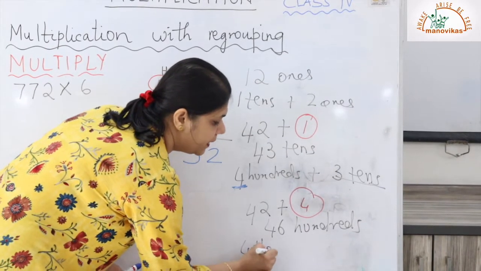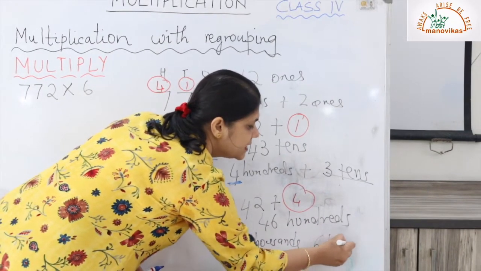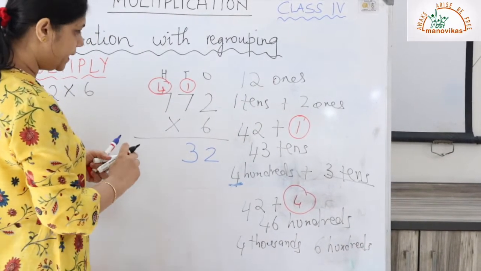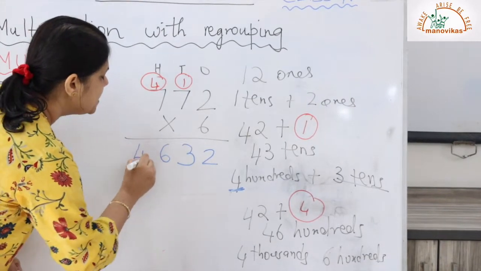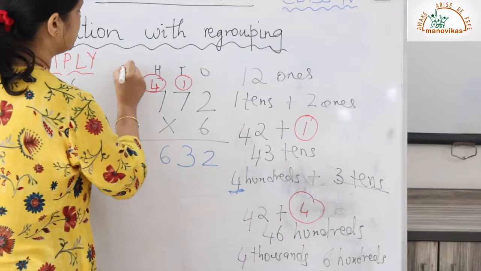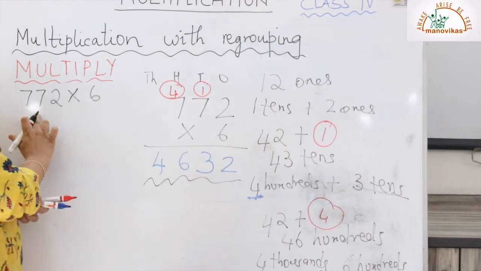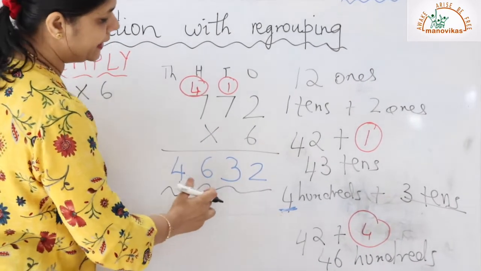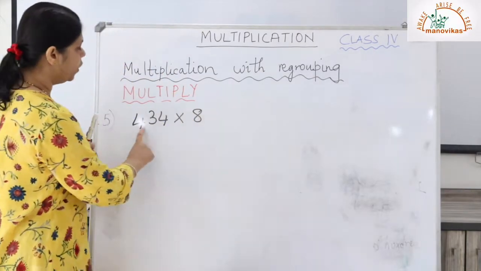4 in the thousands place and 6 in the hundreds place, right? 6 in the hundreds place. So what will be the answer? The answer will be 6 in the hundreds place here, and this 4 will go in the thousands place. This is the thousands place here, right? So the answer of 772 multiplied by 6 is 4632. Please cross check. Now let us see one more example.